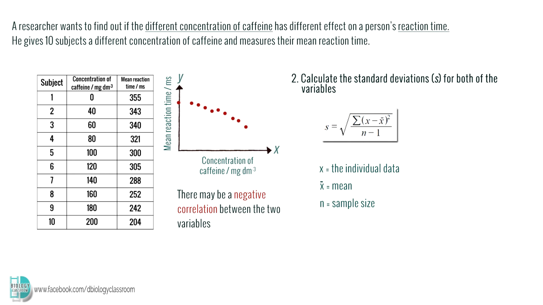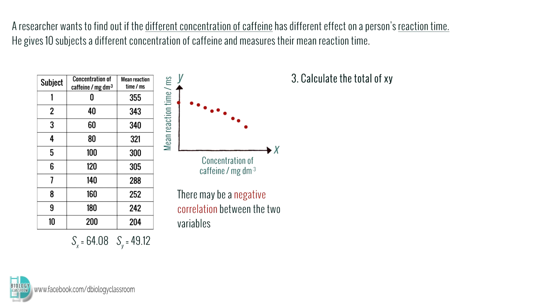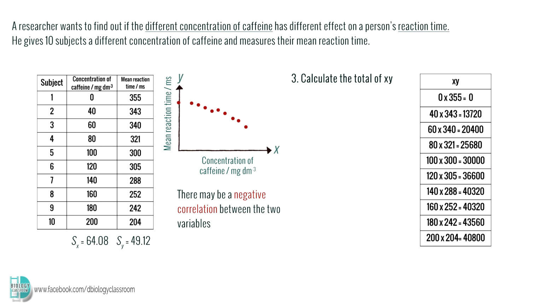So we found out that the standard deviation of x is 64.08. By using the same formula, the standard deviation of y is 49.12. Step number 3, calculate the total of xy. Multiply each of the x with their y and sum the values up.